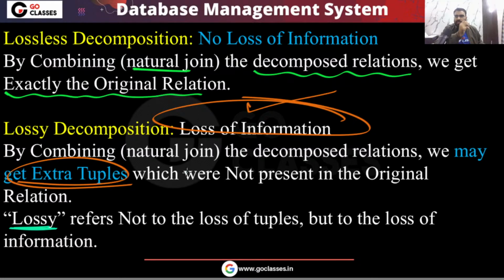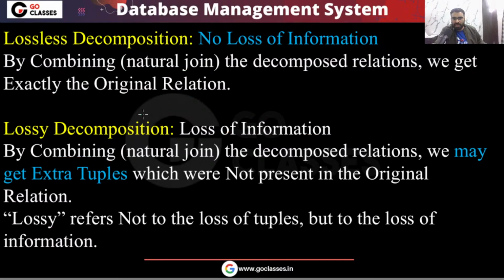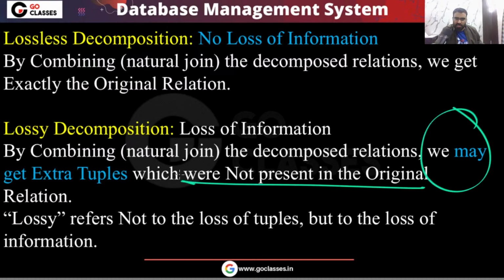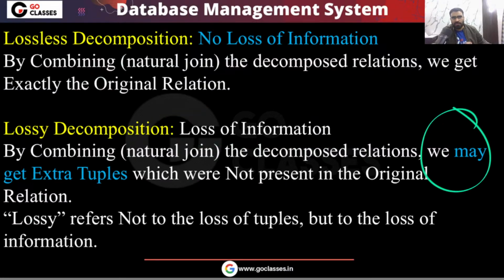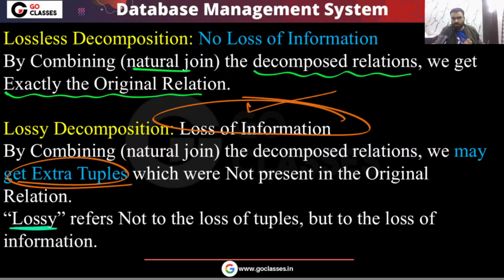If we are getting some extra tuples which were not present in the original relation, then we call it loss of information, loss of knowledge. We are getting wrong knowledge. So lossy decomposition does not mean loss of tuples. Lossy decomposition means we are getting extra tuples which are not present in the original relation, so we have loss of information, wrong knowledge, wrong information.